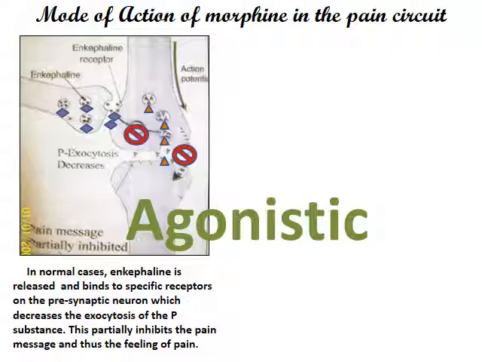Mode of action of morphine and the pain circuit. In normal cases, enkephalin is released and binds to specific receptors on the presynaptic neuron. This will decrease the exocytosis of the P substance. This partially inhibits the pain message and thus the feeling of pain.